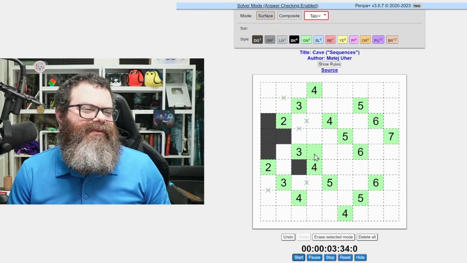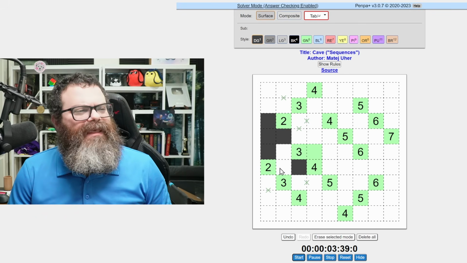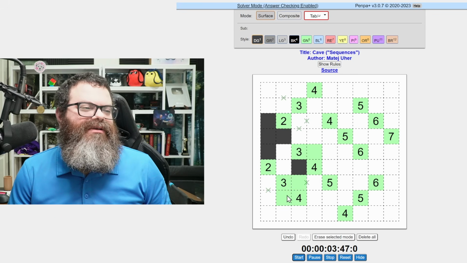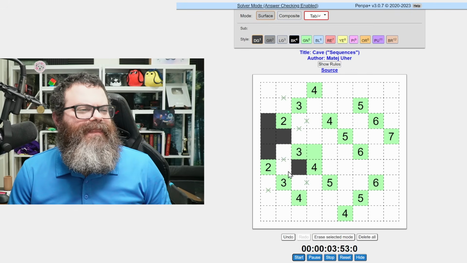Now, this 3 is going to take one of these two. Definitely. So it's going to grow, it could grow both, but it's going to grow at least one of them, which means it can't go up both of these. So we have an X here.